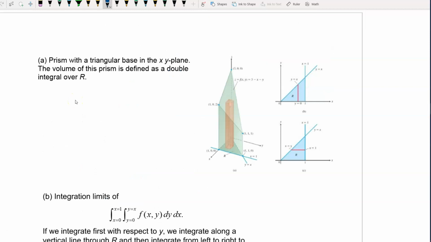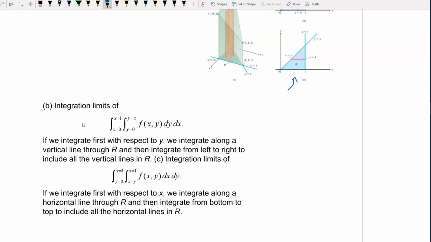Now on this part, we have a triangular base in the xy plane. The volume of this prism is defined as a double integral over R, with respect to y and with respect to x. Now this is what we have for the integration limits of this double integral.